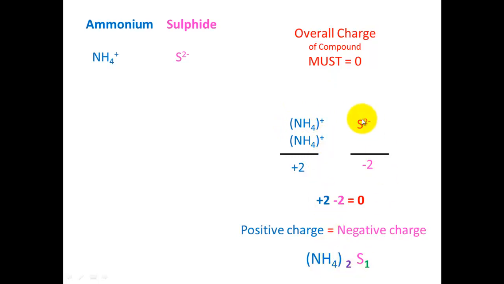2 ammonium, 1 sulphide. And working out the crossover method, put it in brackets. You won't get confused there. Always keep the polyatomics in brackets. NH4, let's bring our 1 down next to our sulphide and our 2 down next to our ammonium.